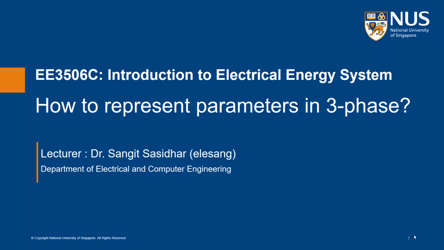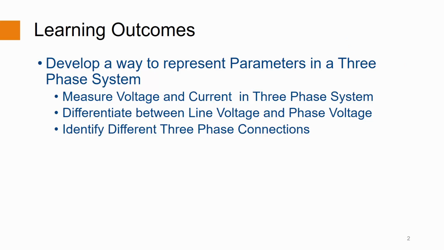In this lecture, we will figure out how to represent parameters in three-phase. We will first describe a way to measure voltage and current in three-phase systems, then differentiate between line and phase voltages, and finally identify different three-phase connections.